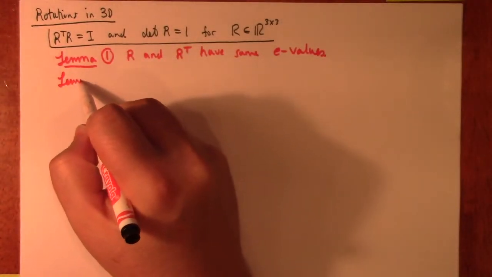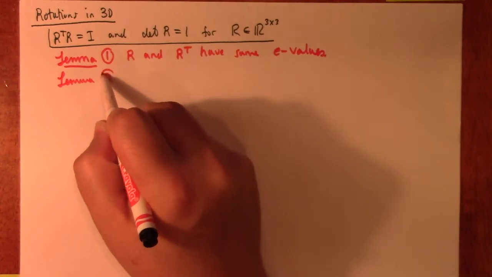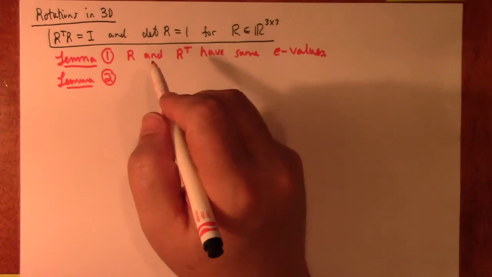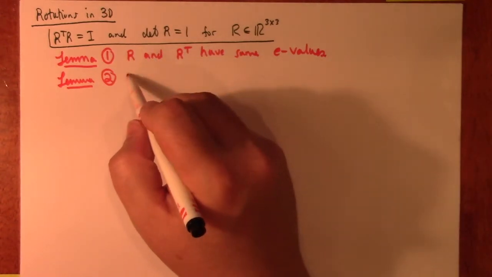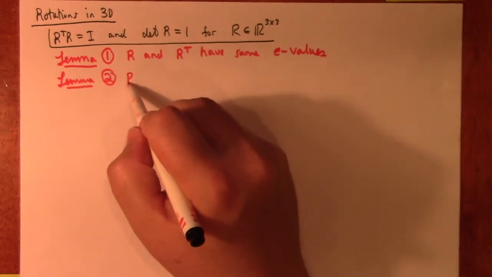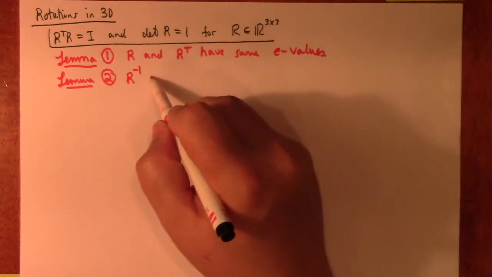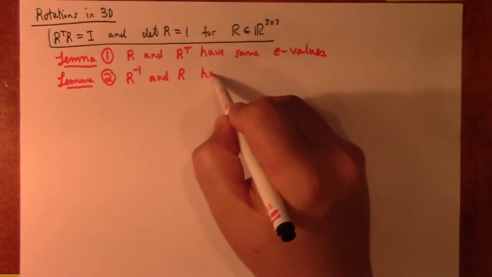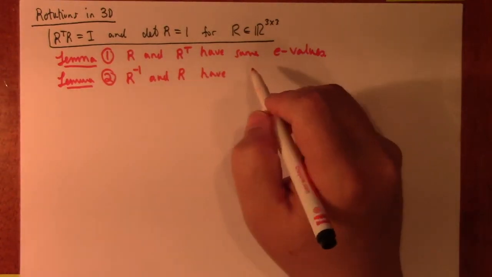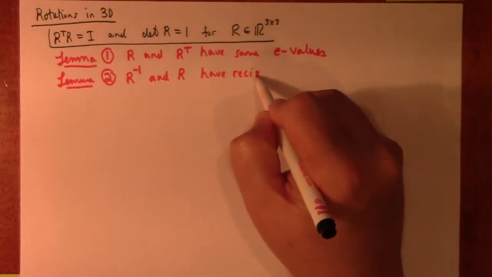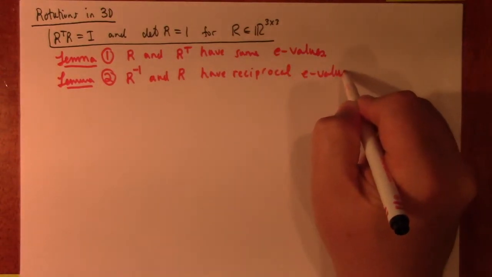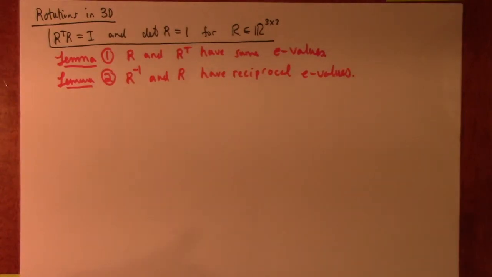Lemma number 2. Again, these will be the gaps in my argument, although this is a little bit easier. Actually, this I do know how to prove right off the top of my head. R inverse and R have reciprocal eigenvalues. That's actually not hard to show at all, right?